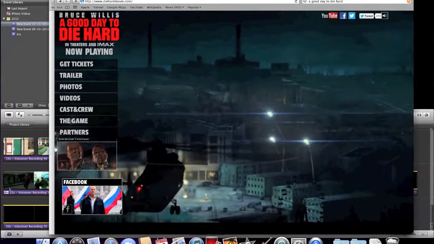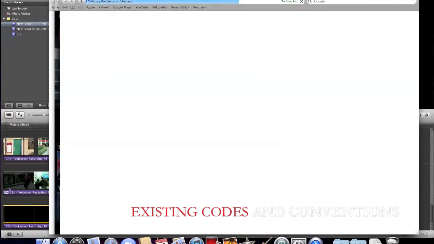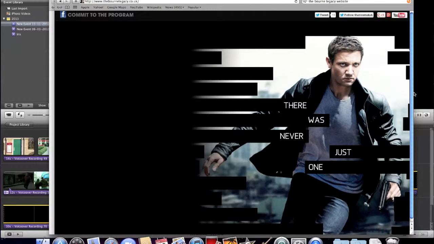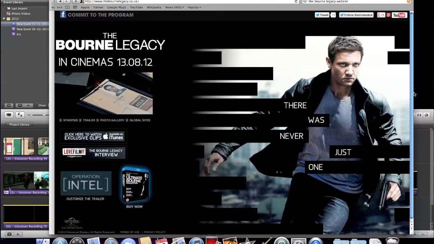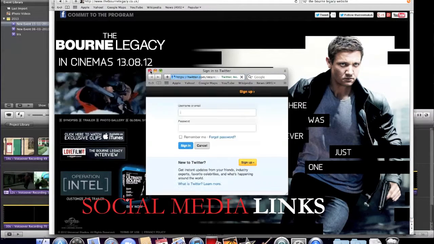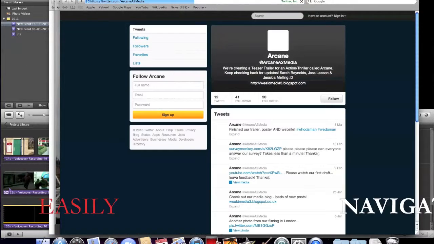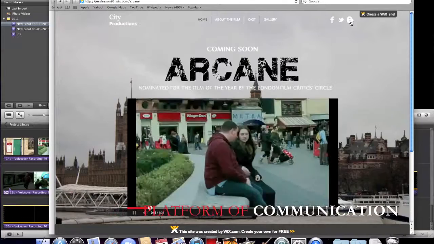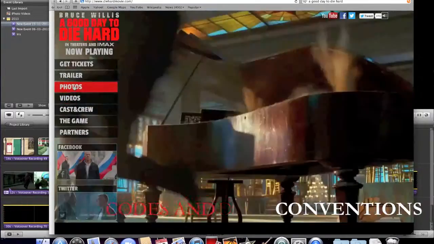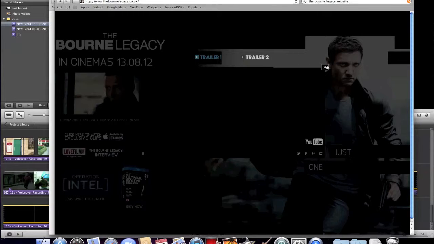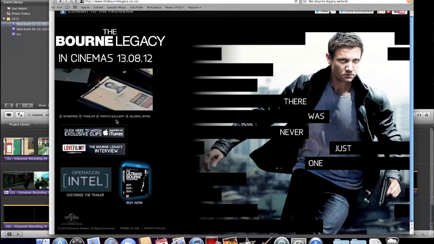In order to create a website, we looked at existing websites for films of the same genre to find the existing codes and conventions. For this, we looked at the websites for A Good Day to Die Hard and The Bourne Legacy. From these, we found that there were social media links on the home pages. We included these in our website as it provided links for our audience to easily navigate between our various platforms of communication. We also found that there were simple codes and conventions that each website adhered to. This included having the trailer somewhere on the website and photos for the film. Overall, looking at codes and conventions has enabled us to create an effective promotional package for our target audience.